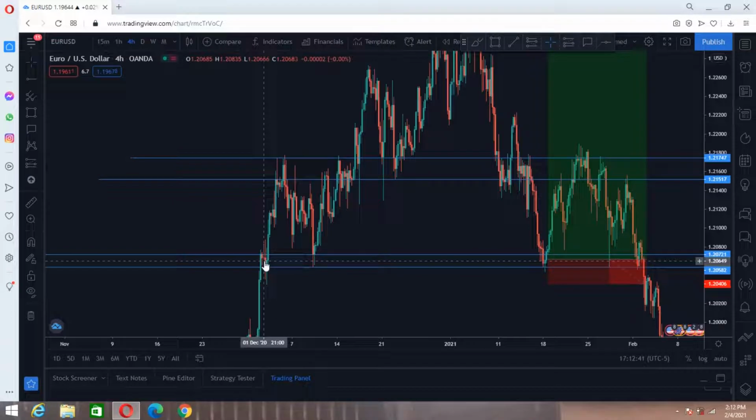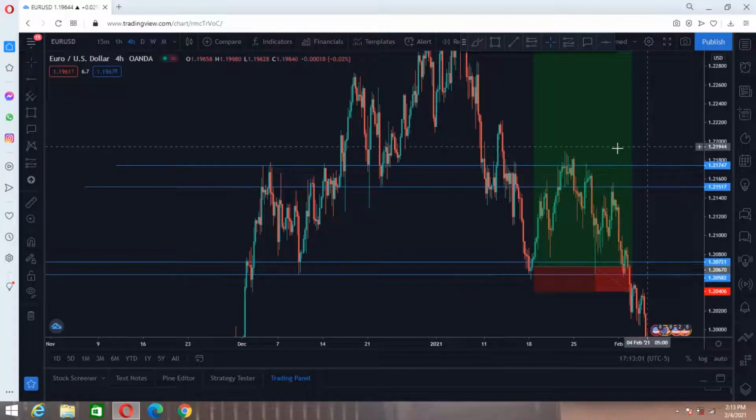So it broke the structure, came and tested the resistance. It's too strong. It goes down, tests the support, too strong. It goes to the upside. So what I normally do with resistance is I wait for it to break like this. How I also trade my patterns, I wait for it to break.